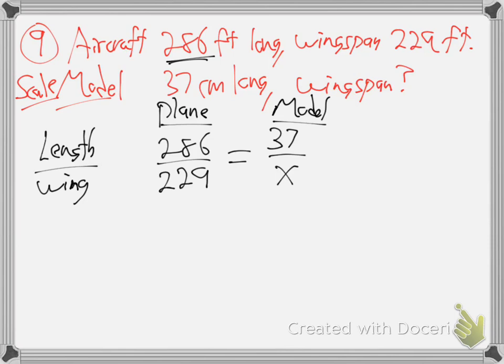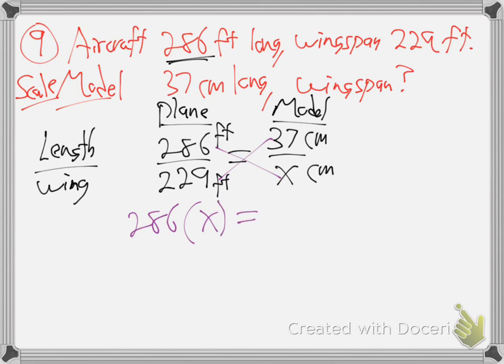Yeah, Giselle. Yeah, well, automatically, this is feet over feet, and this is centimeters over centimeters. So by default, it will just come out centimeters for us. It'll automatically be centimeters on that. So, you just go diagonal like that. 286 times x is 37 times 229. That good? Giselle's question is good.